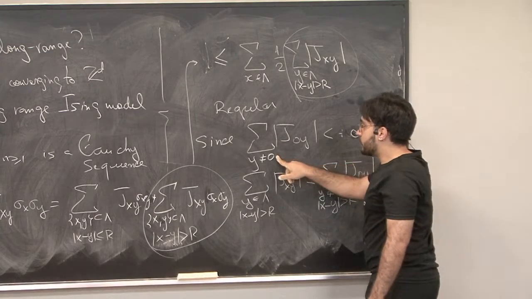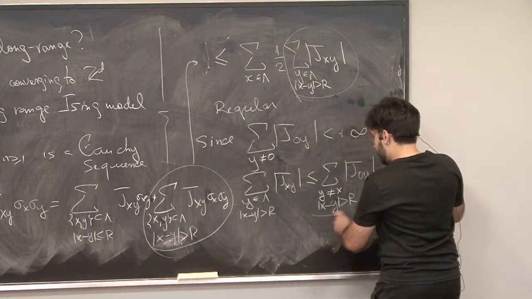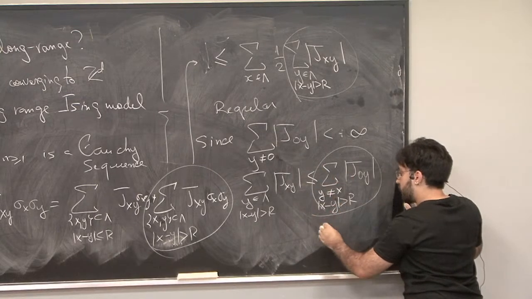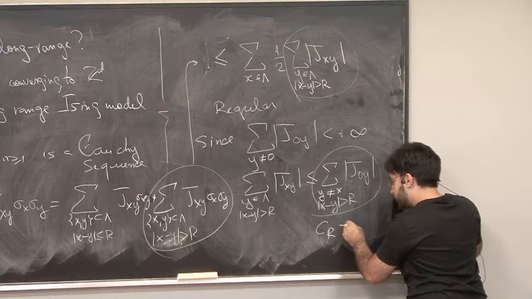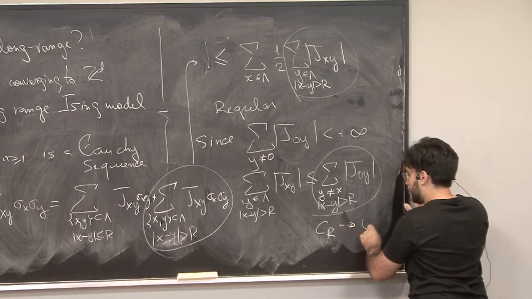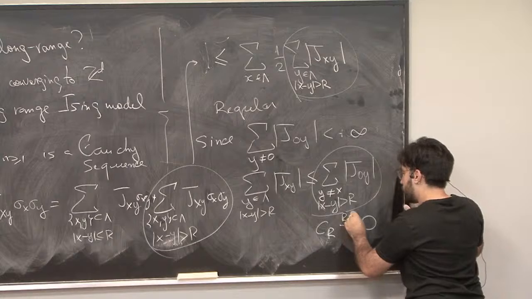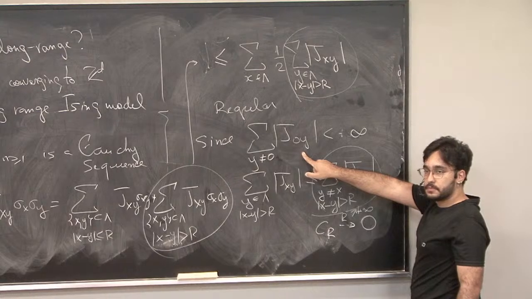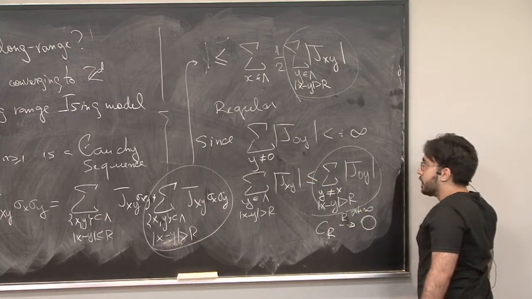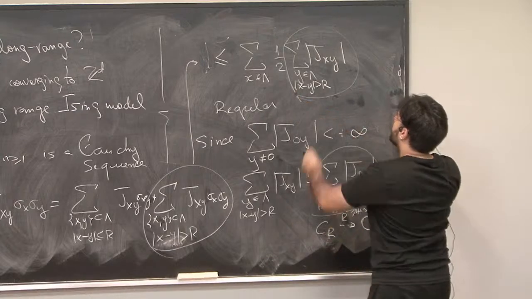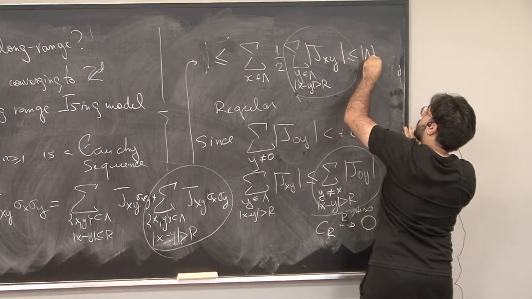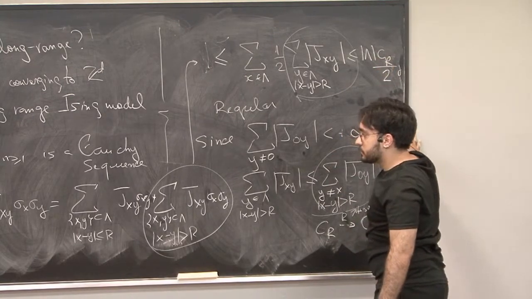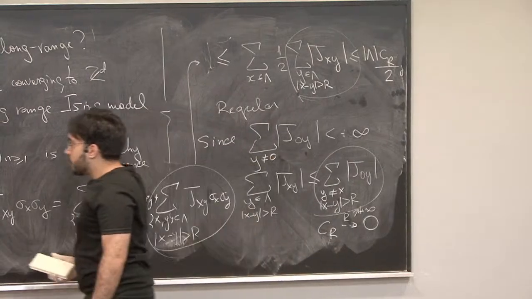Since this series converges, this series over here is the tail of this series. So this is actually a constant C_r that goes to 0 as r goes to infinity, again because this series converges. So this term right here will be less than the size of the system times C_r over 2. And what do we have now?